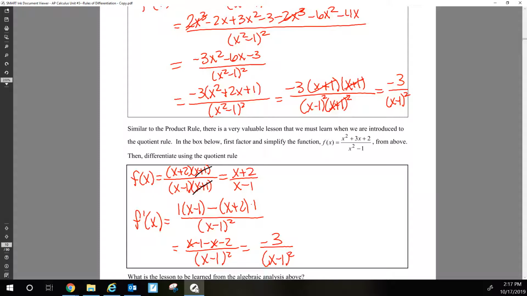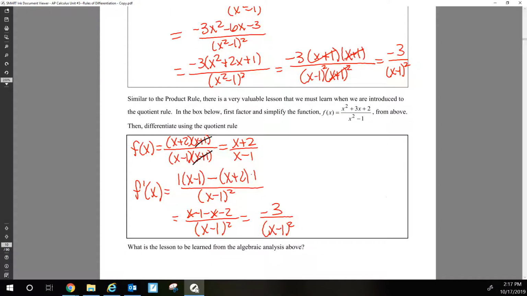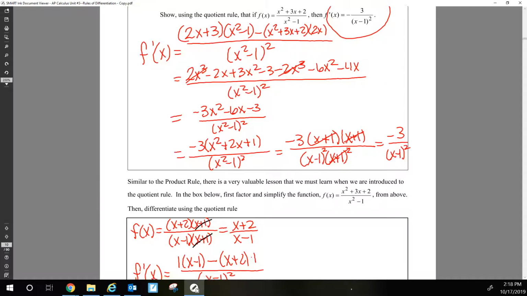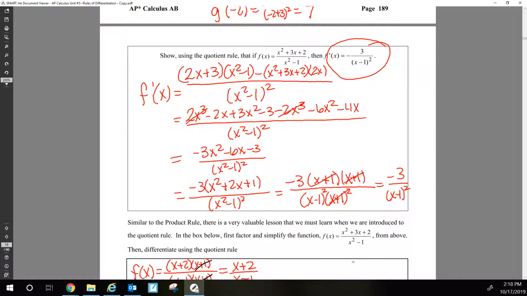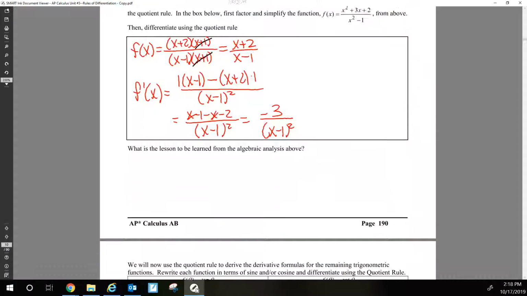So which one was easier, this big scary one, or the one below where we did the factoring first? So hopefully you're saying factoring first was a lot easier. I should probably try to factor before I start solving or using the quotient rule on any of my problems. That was the whole point of this page, was just to show you that if you factor first before you use the quotient rule, it makes the quotient rule a lot easier in the end.